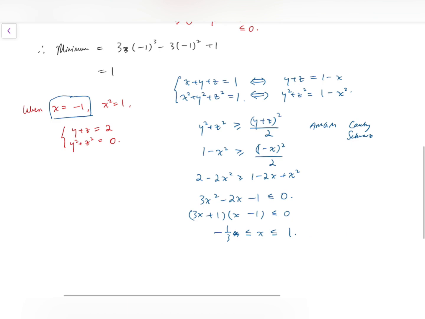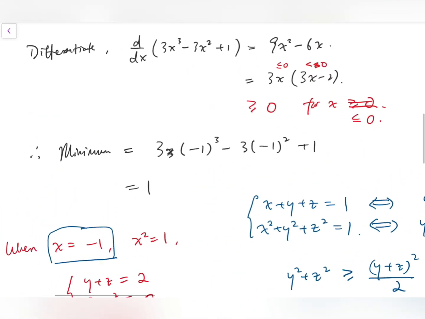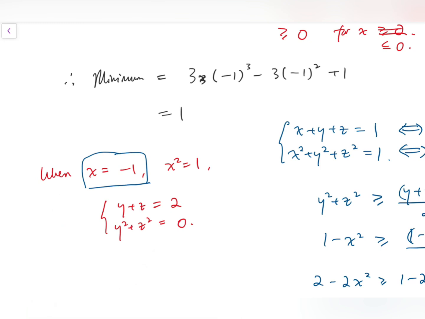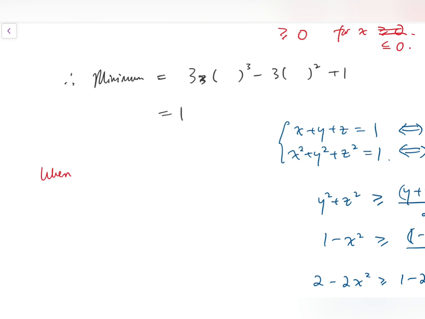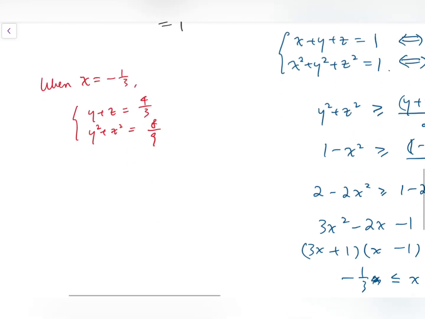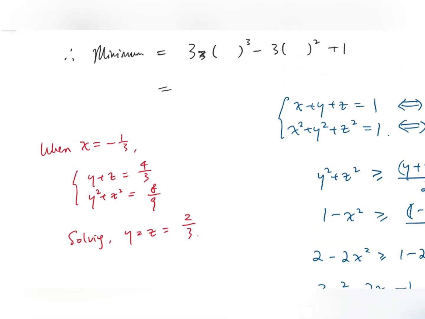Now we go back to our previous steps and see whether we can fix this. I'm going to erase the minus 1 and solve the system again. y plus z equals 4/3, while y squared plus z squared equals 8/9. And by solving, you know that y and z are both equal to 2/3. And so that works. So we can find the minimum from this.